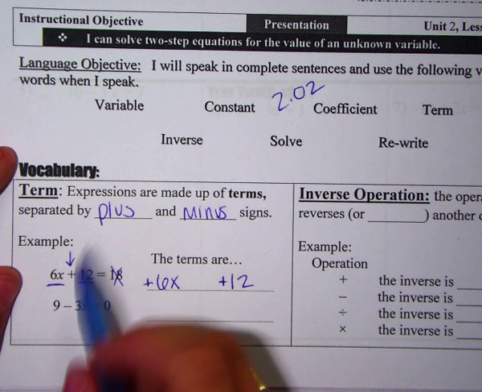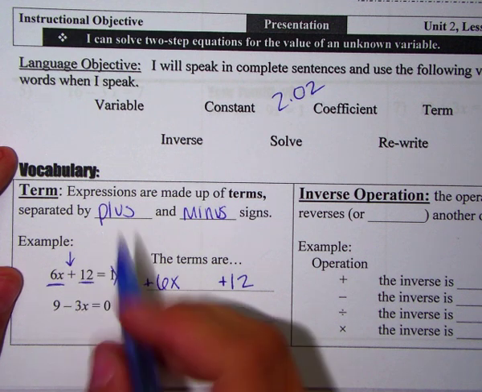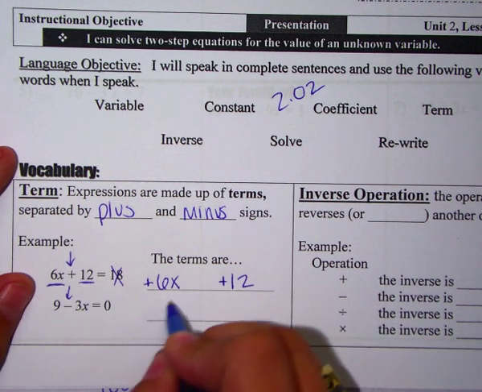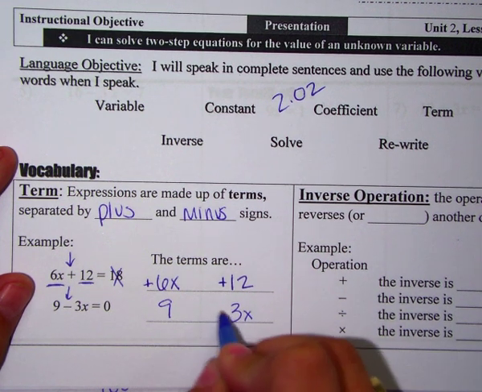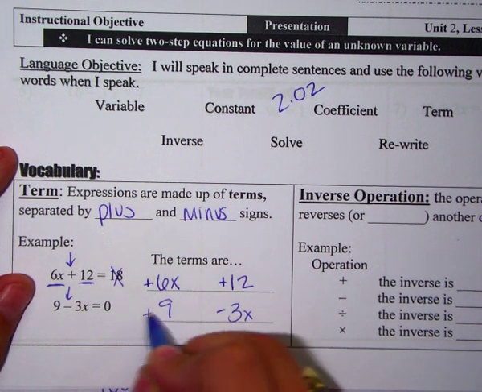Okay. The next one, 9 minus 3x. Here's the minus sign, so a 9 is a term and a 3x is a term. The 3x is a negative term and the 9 is a positive term.